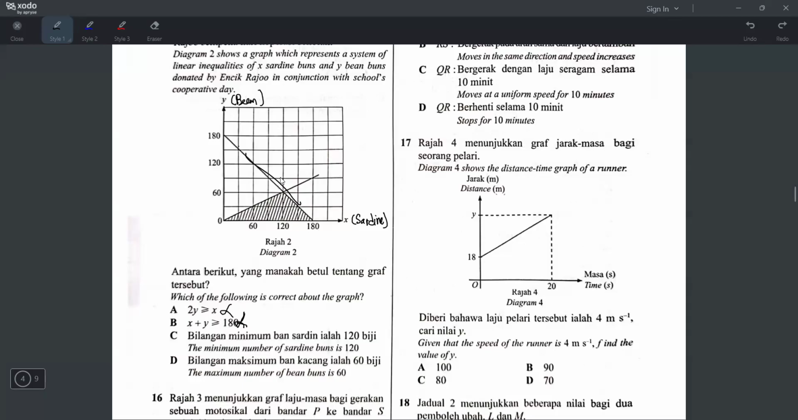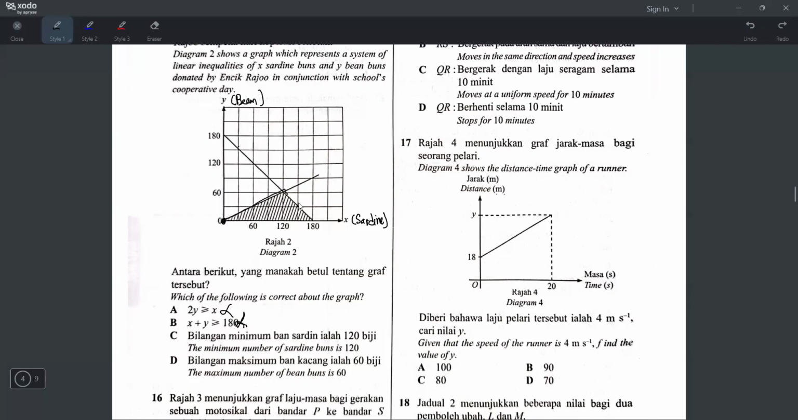Okay. So now let's check C. The minimum number of sardine bun is 120. So for this one you have to look at the shaded region. So is the minimum value of x 120? No, it's not 120. The minimum value for x here is zero. Okay. So let me teach you how to look.